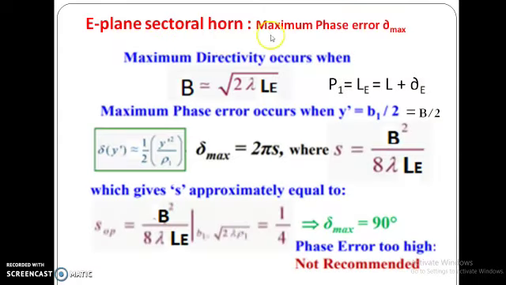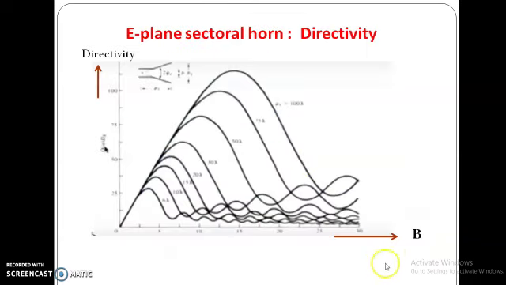For the E-plane sectoral horn, what would be the maximum phase error, del max? The maximum directivity formula is B equal to the square root of twice lambda LE, where LE is nothing but L plus del E, and the corresponding phase when y dash is equal to B1 by 2, if you calculate, you will get B square upon 8 lambda LE. If you put the values in, you will get 1 by 4, and putting 1 by 4 in this value, you will get del max of 90 degrees, which is quite large and not recommended. 45 degrees is enough. This is the directivity versus the aperture, that is the B dimension.